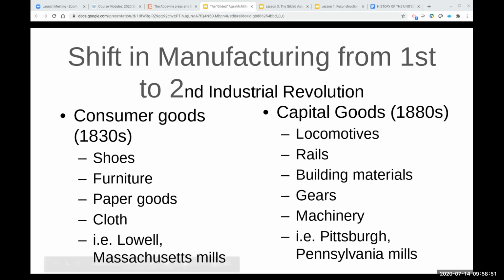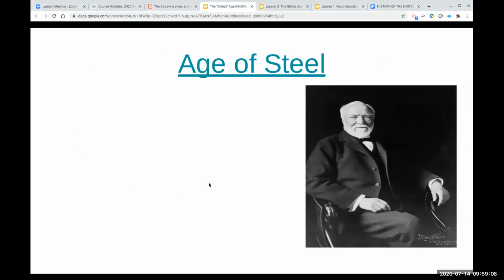And whereas consumer goods in the first half of the 19th century were really concentrated in, say, the American Northeast, the capital goods boom is really concentrated in Pittsburgh, which is a little bit to the west. I mean, if you look at a map, and these Pittsburgh mills. I have some pictures coming up of them, but the mills are constructed in Pittsburgh because this is the best place to get those raw materials from the west and have access to Eastern buyers of this.